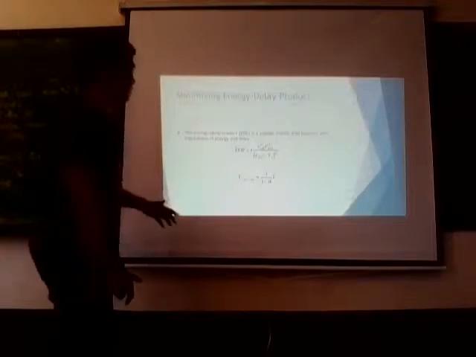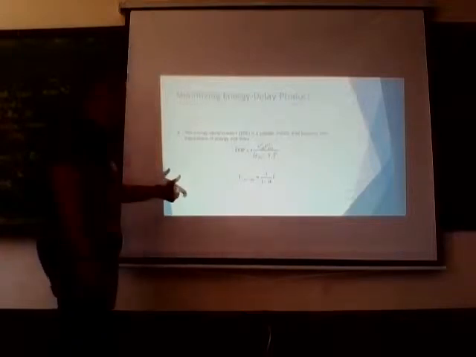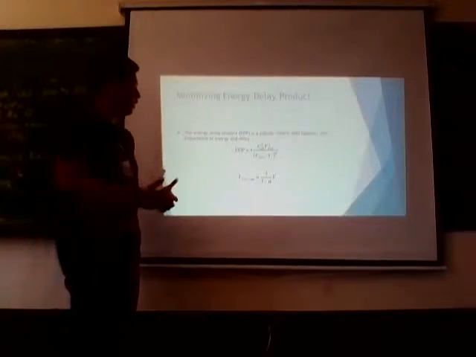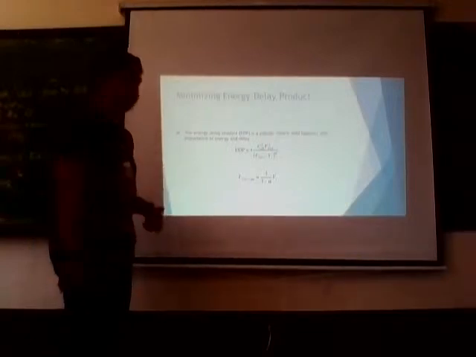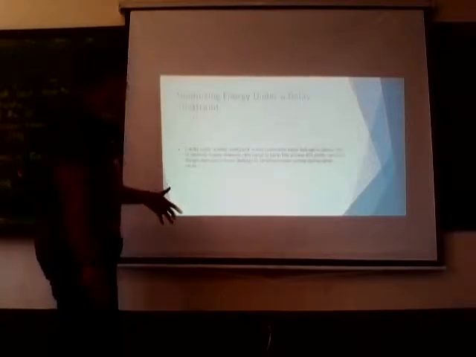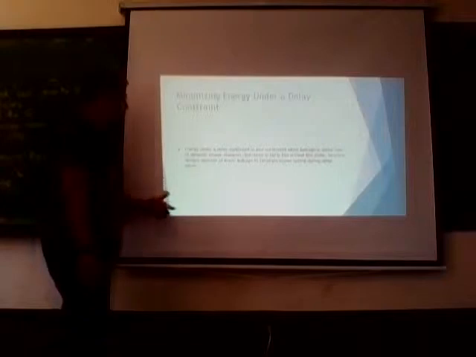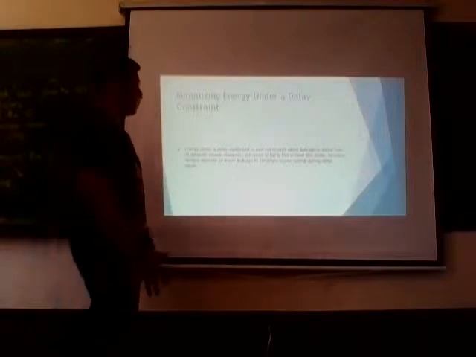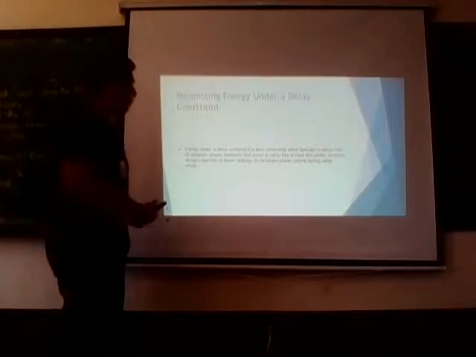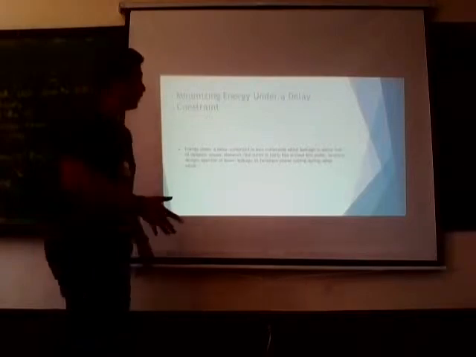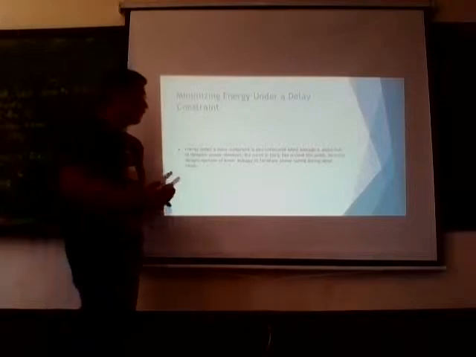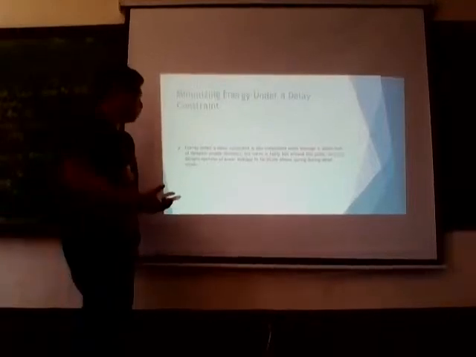Minimizing energy delay product. The energy delay product, or EDP, is a popular metric that balances the importance of energy and delay. Minimizing energy under a delay constraint. Energy under a delay constraint is also minimized when leakage is about half of dynamic power. However, the curve is fairly flat around this point. So, many designs operate at a lower leakage to facilitate power saving in sleep mode.